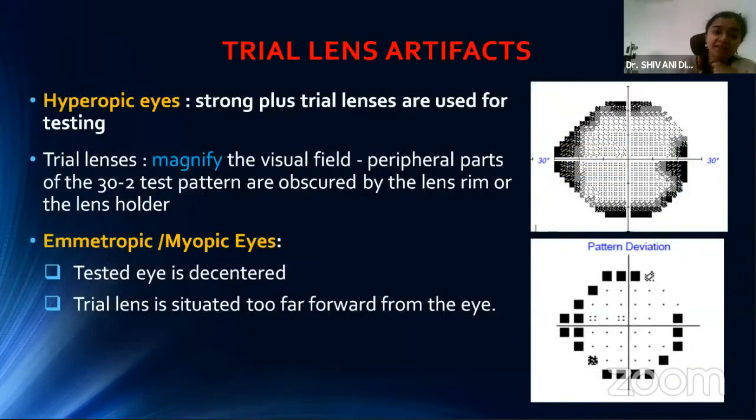So trial lens artifacts are more likely to occur in hypermetropic eyes because here we use plus trial lenses for the correction. So these lenses magnify the visual field. So the peripheral parts of the 30-2 pattern might get obscured by the lens rim or the lens holder. These artifacts can also occur in emmetropic or myopic eyes when the tested eye is not centered properly or the lens is situated too far forward from the eye.